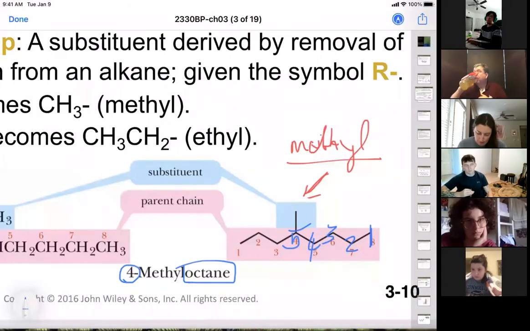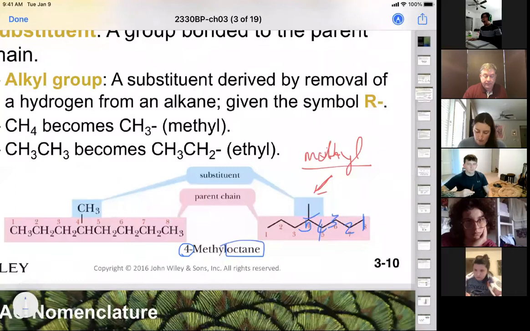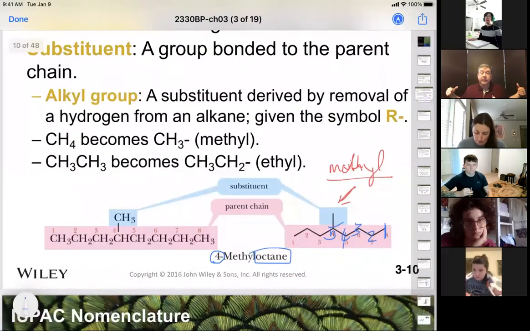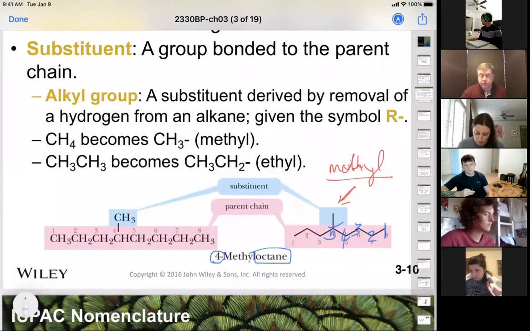So, parent chain is the longest continuous chain. All the alkyl groups are spread out along that chain, giving you the different constitutional isomers.